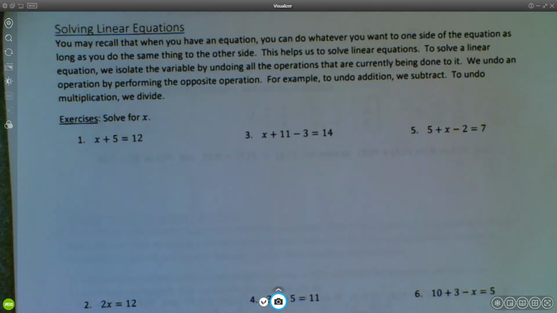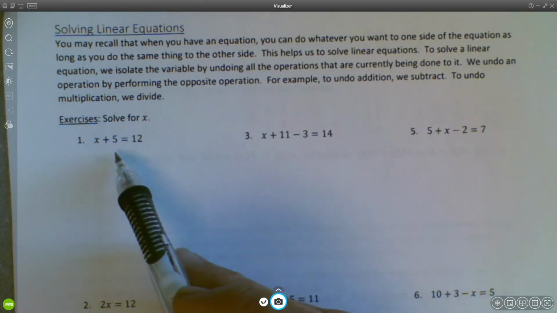Basically, the idea is if you want to solve for x, then you have to undo all of the operations that are currently being done to x, and in order to do that, you perform the opposite operation, and you do that on each side of the equal sign. Okay. In order to keep your equation balanced. In other words, if I decide to subtract 4 from the left side of the equation, then that's perfectly legal as long as I also subtract 4 from the right hand side of the equation so that the equation remains in balance. Okay? So, for example, number 1 here, I have x plus 5 equals 12.